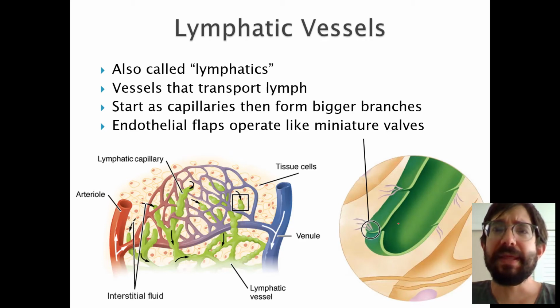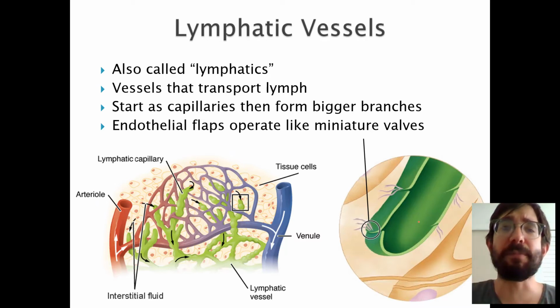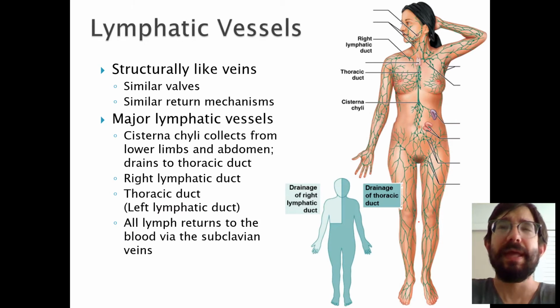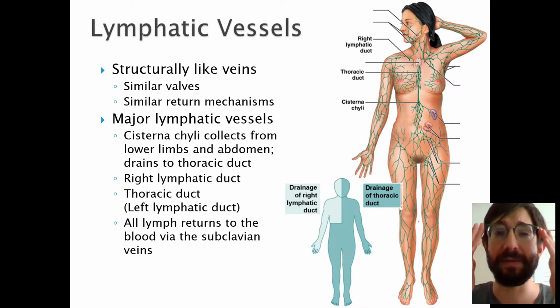And these are called lymphatic capillaries when they're very small. Those capillaries will merge with each other and form larger and larger lymphatic vessels. These vessels are kind of like veins. They're low pressure, so they have valves to help keep the lymph moving in the right direction. And they rely on similar mechanisms to help the lymph return, especially up from the inferior portion of the body.